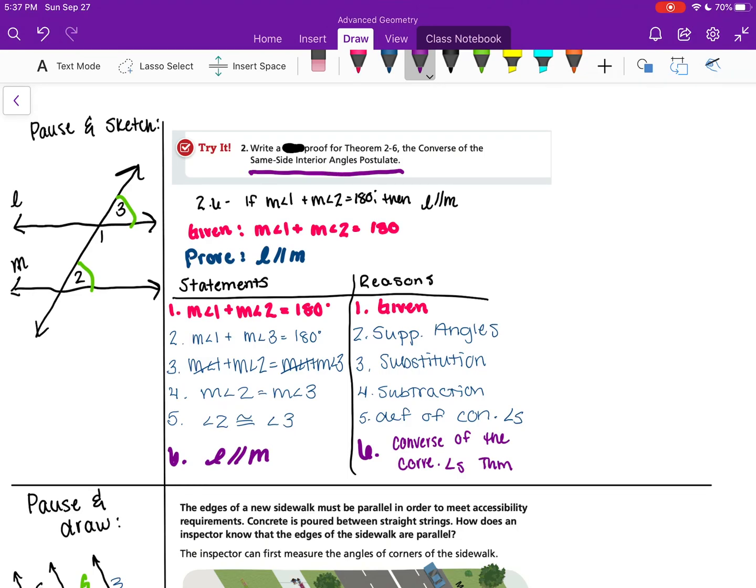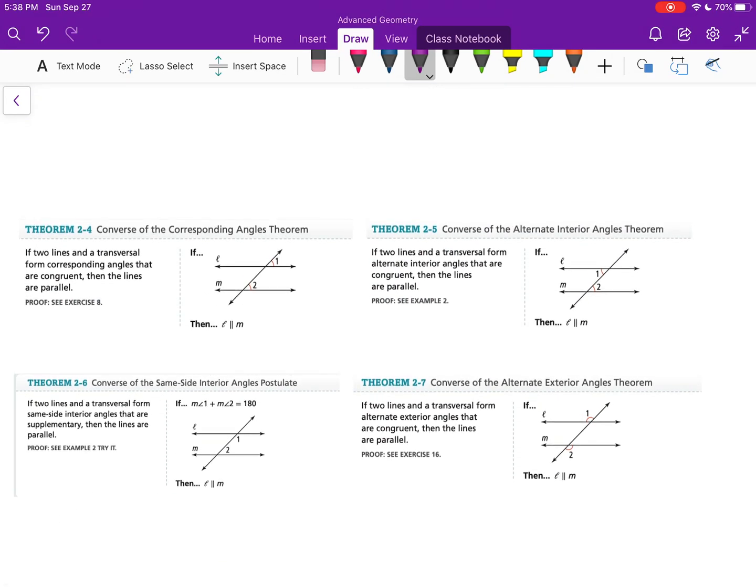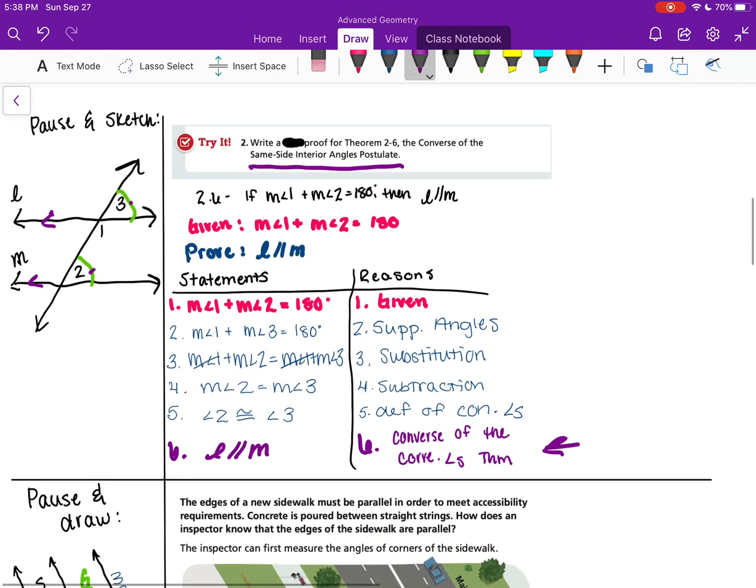We just couldn't say that the two lines were parallel because they were same side interior angles. We didn't know that for sure. We used a different theorem to prove this postulate, because we know that if these angles are congruent, then these lines must be parallel because of this theorem, which you just took notes on here. Now let's move on to our next example.